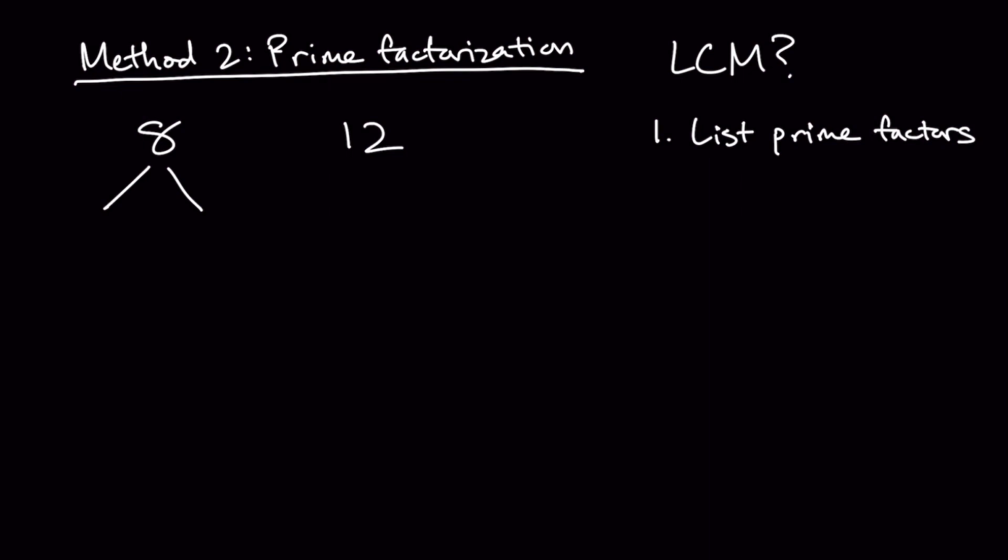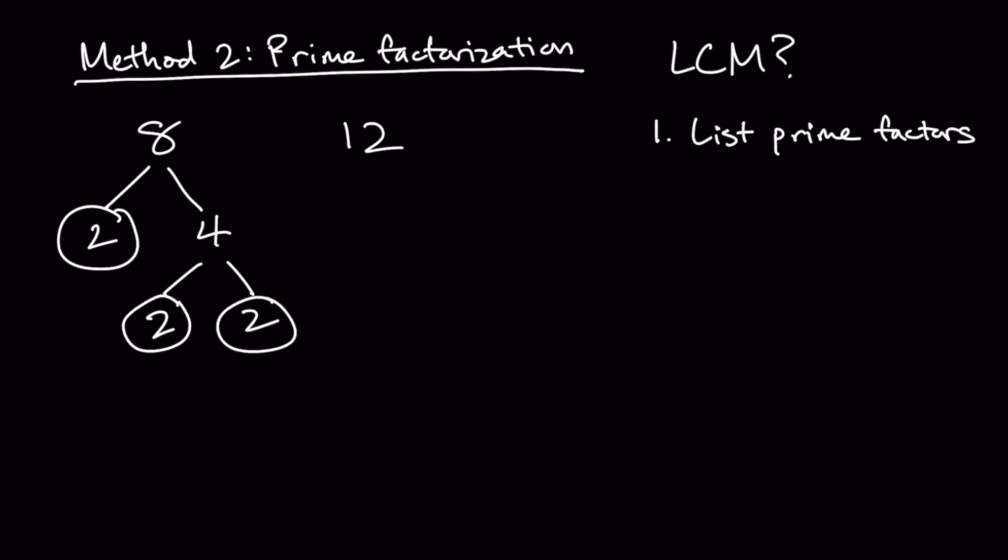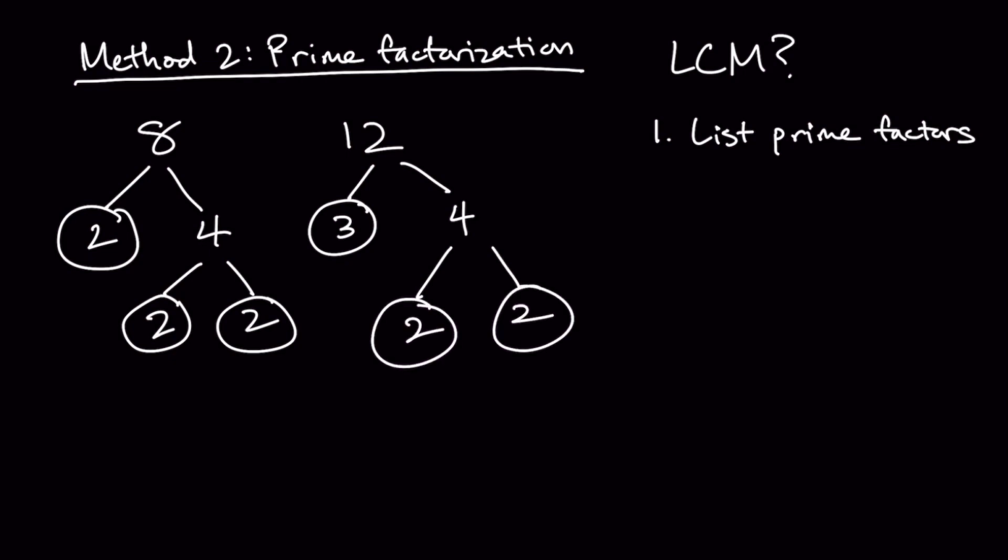So the factors of 8 are 2 and 4. 2 is prime, so we stop there. And then 4 is not prime, but it can be divided into 2 times 2, which are both prime. And then for 12, 3 times 4 equals 12. 3 is prime, so we stop there. And then the factors of 4 are 2 and 2, which are prime, so we stop there.